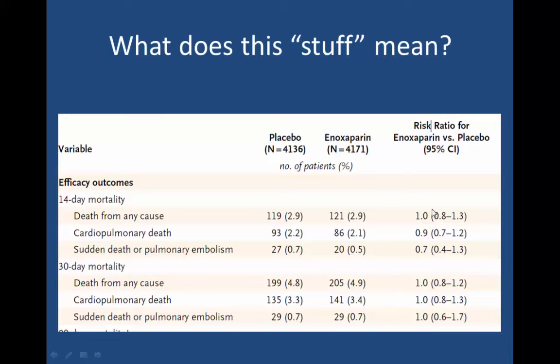Well, if you take 1 and you subtract 0.7, what do you get? You get 0.3, and that's really 3%. If I take 1 and I subtract 0.9, because remember 1 is the value of no effect, not 0 for these, then I get 0.1. So there's a 10% reduction, is what I should say, huh?